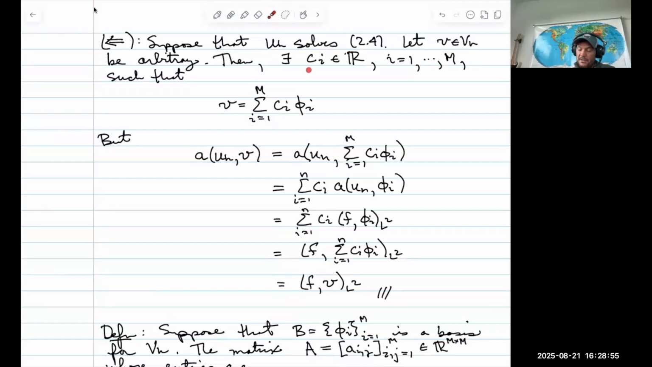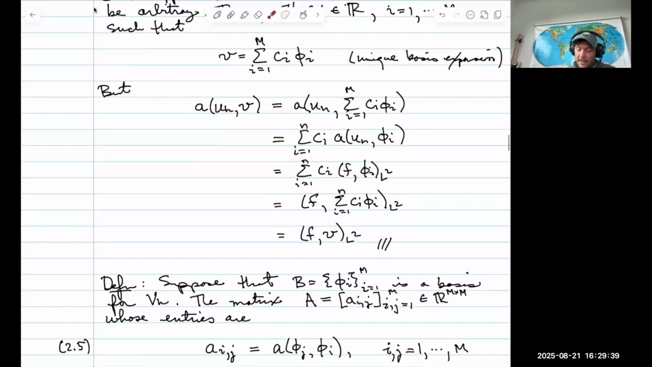If it's arbitrary, then there exists unique, that's my symbol for exists unique, exists bang, there exist unique c_i in R, i equals 1 to m, such that v is equal to that basis expansion. So this is just a way of saying every function has a unique basis expansion. So let's write that there. Unique basis expansion. We always have unique basis expansions in finite dimensions, right?